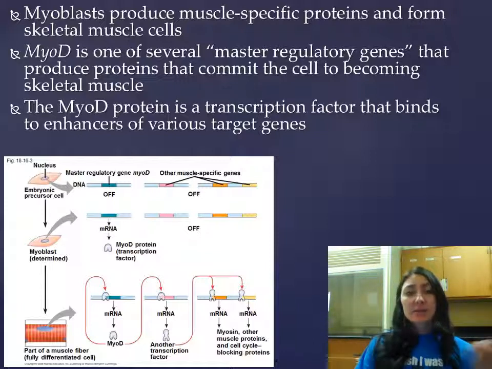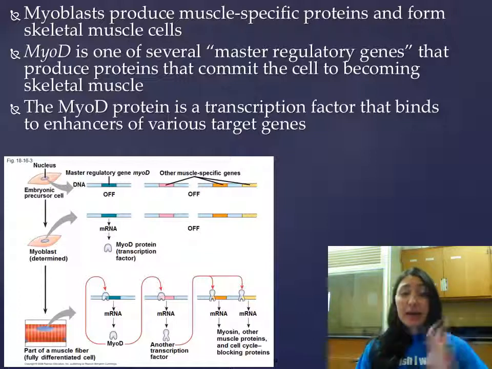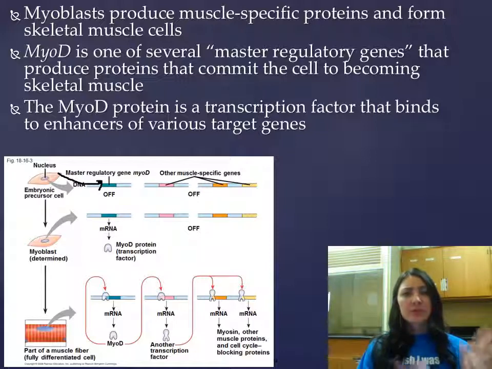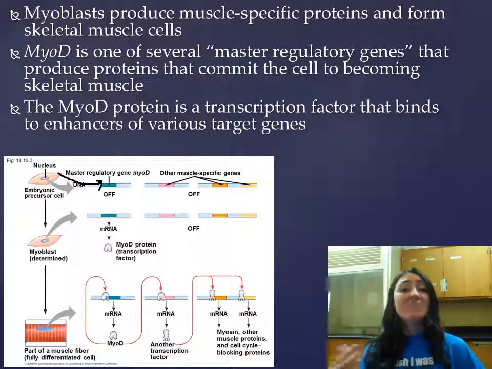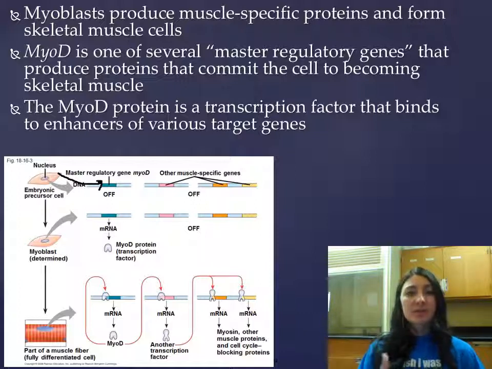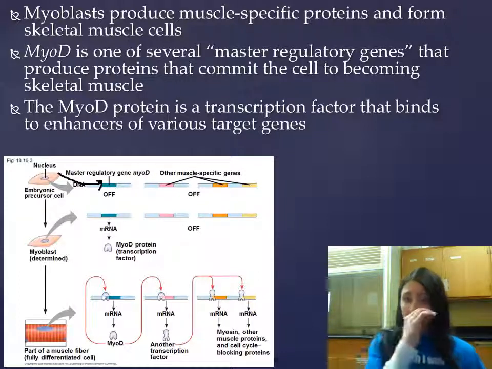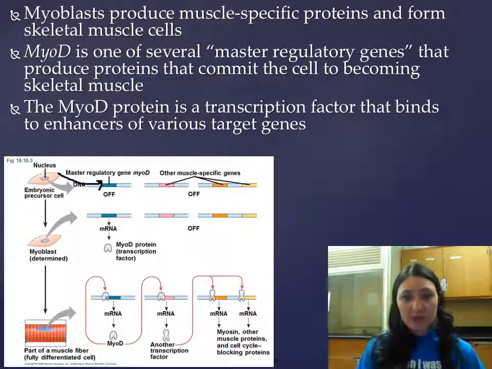So when a cell gets a signal from another nearby cell that, hey, you are to become a skeletal cell, it starts to produce this master regulatory gene, or MyoD, and this produces more proteins that commit that cell to becoming a skeletal cell. So these protein products are made. The MyoD protein is a transcription factor. It binds to enhancers and it causes transcription to happen. So it allows for DNA to be read and transcription products to be made. So once that determination step has happened, those protein products are made, the cell will forever be a skeletal muscle cell and it cannot become anything else.